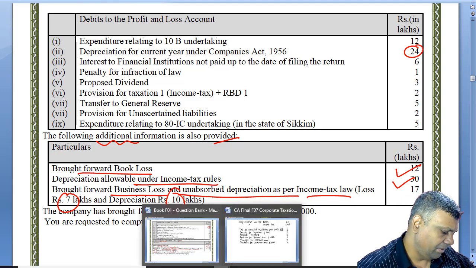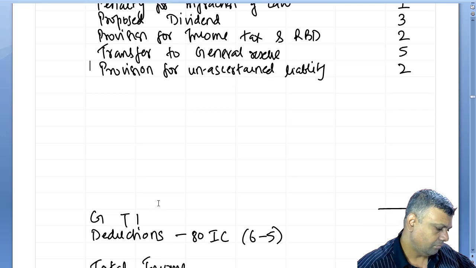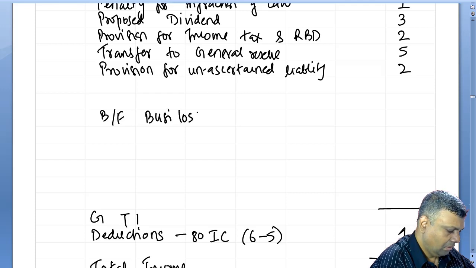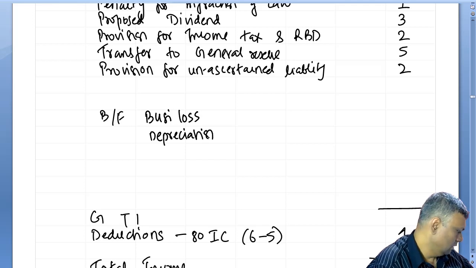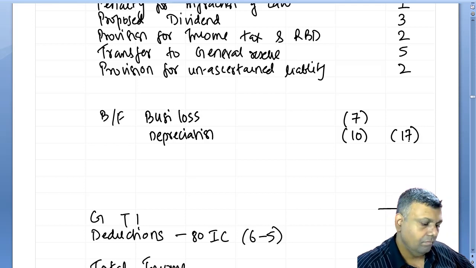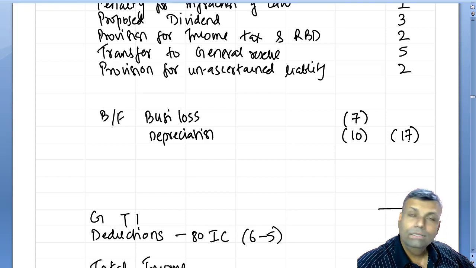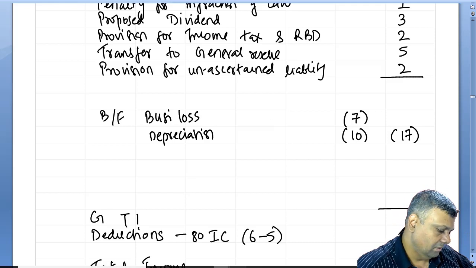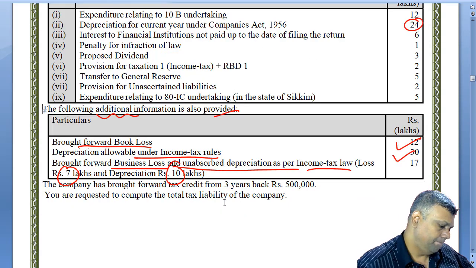So loss is 7 and depreciation. Okay. So brought forward loss. Okay, so this loss is 7. The depreciation is 10. Total is 70. Okay, so all the data that we have already used. Come on, start using your calculator now. I think we are already done with the question.